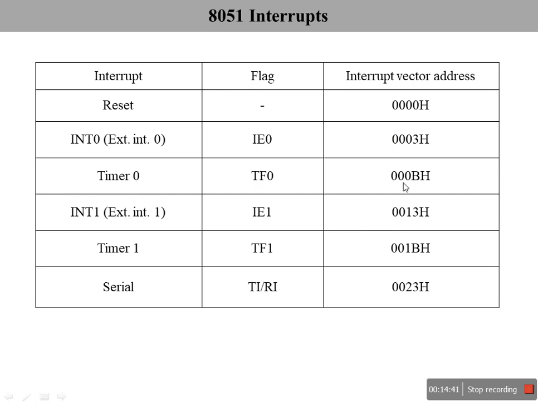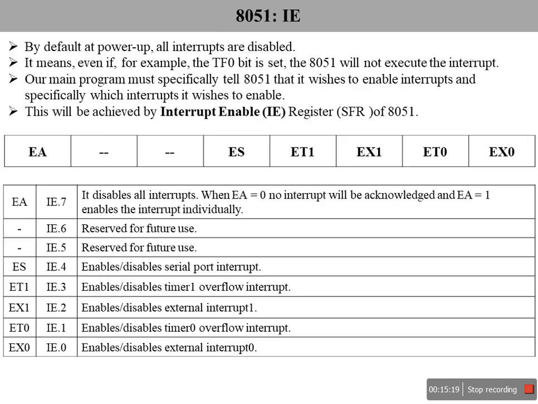Similarly, for timer 0, 000B is the address. For INT1, it is 0013. For timer 1, it is 001B, and for the serial interrupt it is 0023. These are determined by the hardware, by the manufacturers of the microcontroller, especially the 8051. They say that whenever these kinds of interrupts are generated, the controller has to come to this set of addresses and start executing the code from that location. This is the beauty of 8051 hardware interrupts.